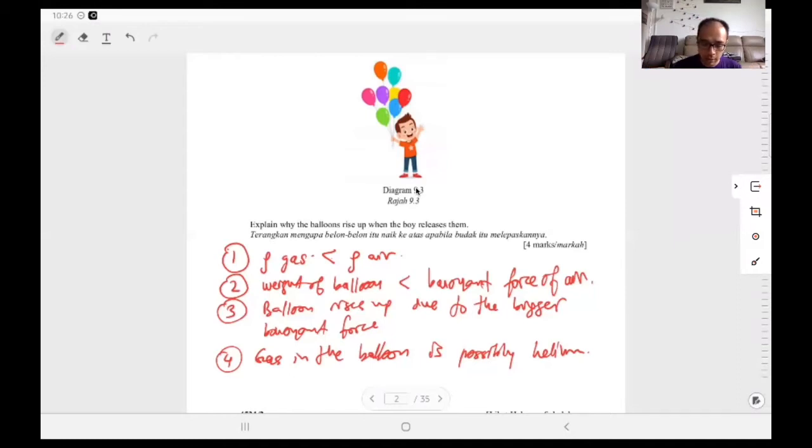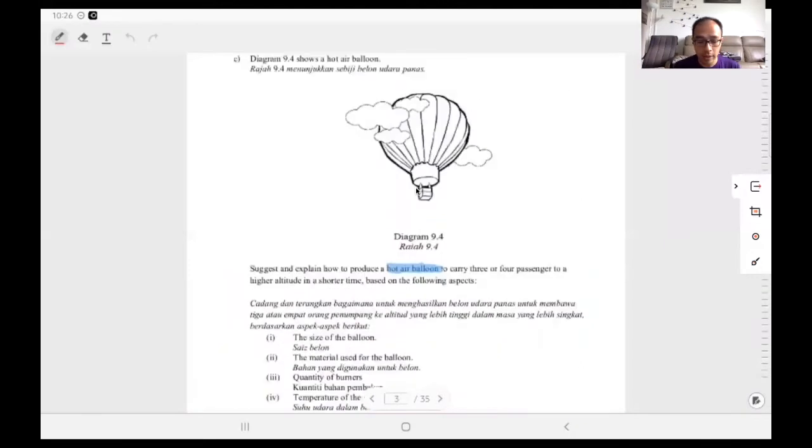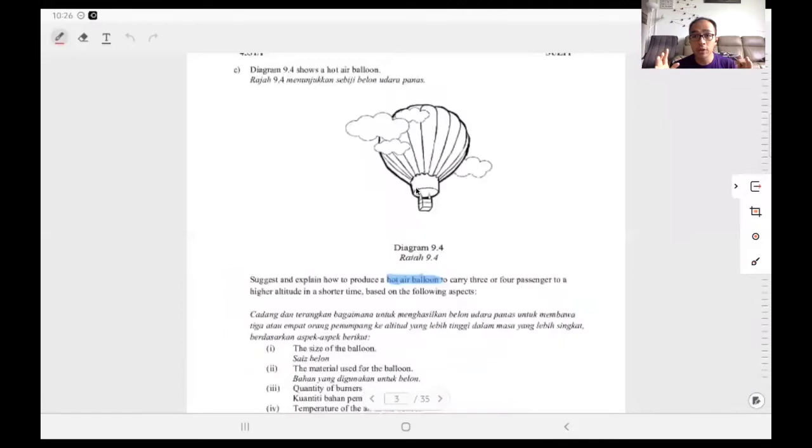Okay, now we come to the big chunk question, which is the 10-mark question. Okay, so the 10-mark question is a hot air balloon. Now, I've covered this when we were talking about the trials, so I won't really talk much about it. But this is the kehendak soalan.